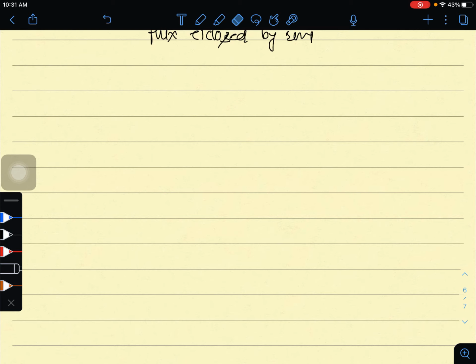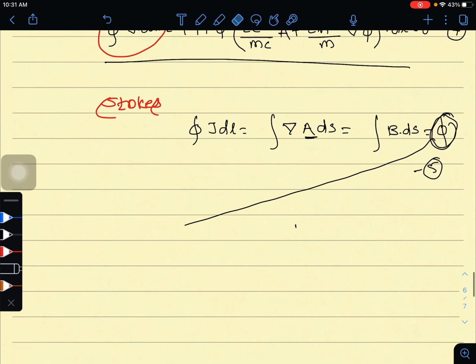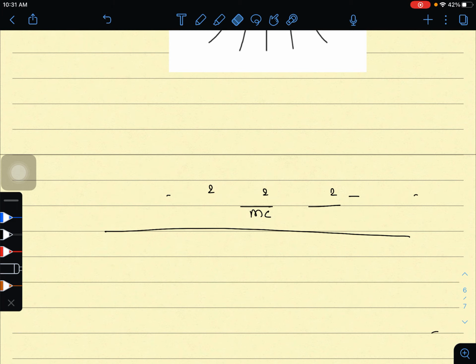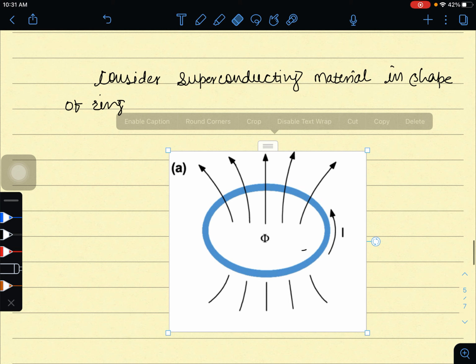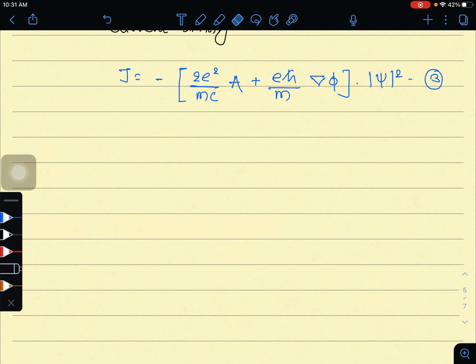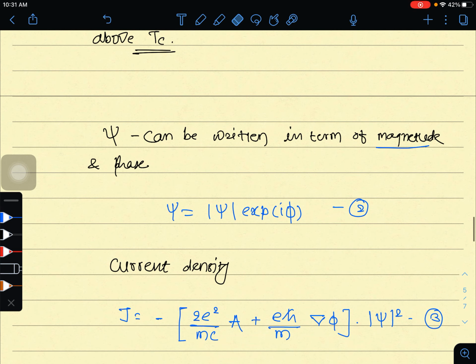We basically use three different equations. The first equation is for the density of the superconducting material: ns is directly proportional to mod of psi square, and we number this equation 1. The second equation is in terms of the complex wave function psi, written in terms of magnitude and phase: psi is equal to mod of psi into exponential of i phi. This phi is related with the flux.